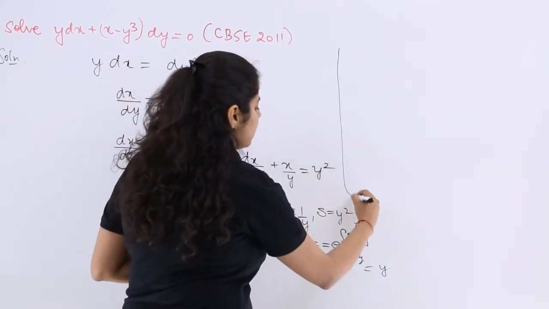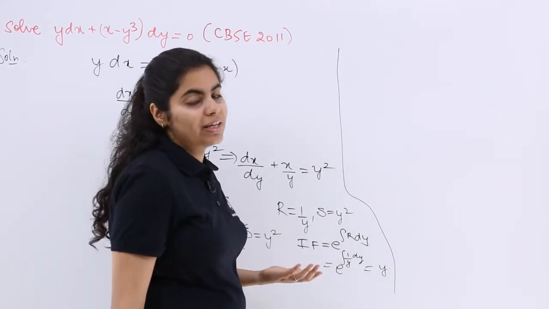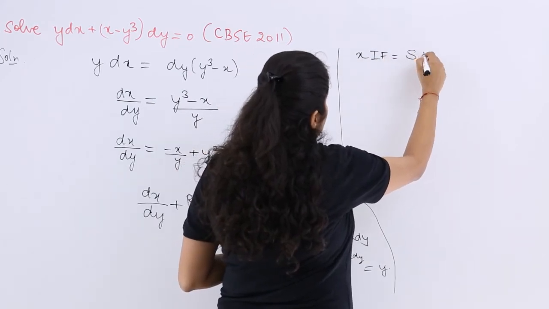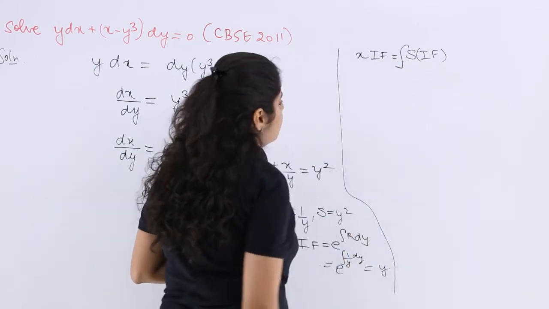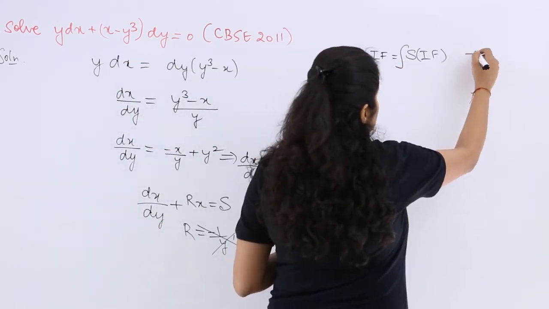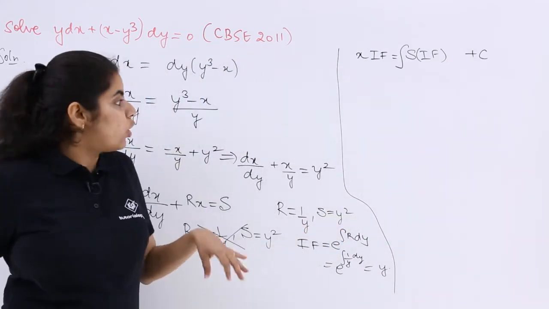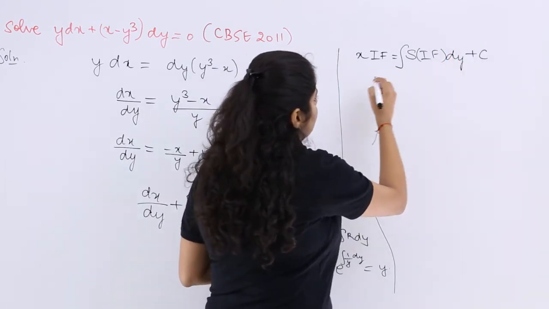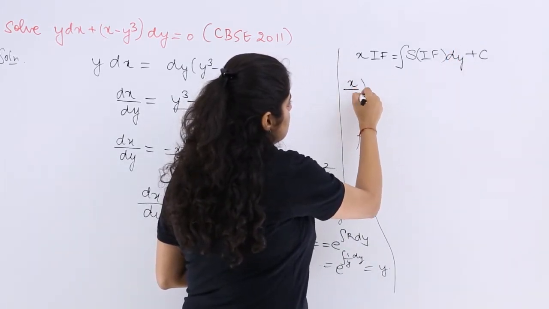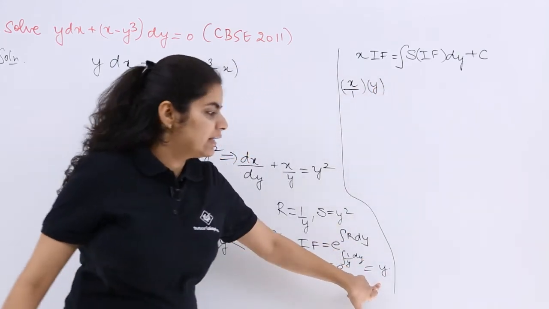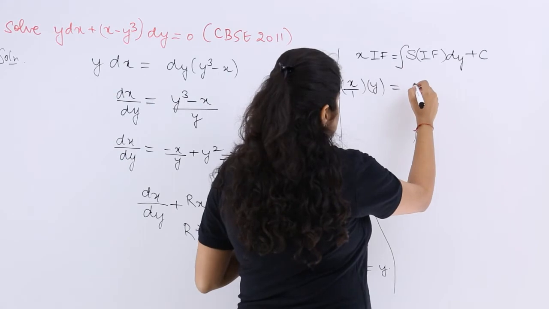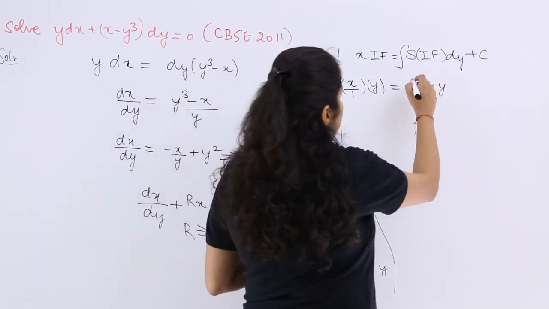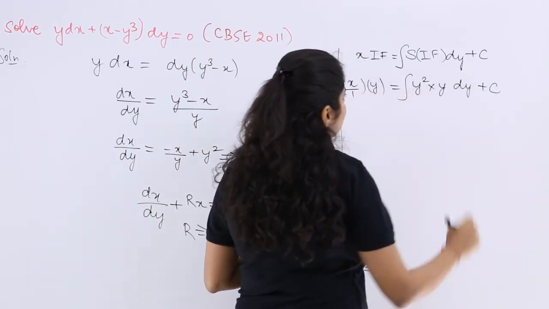Now what is the further part? The further part is simply to find out the rest of the solution, which is x into integrating factor is equal to integration of s into integrating factor, plus c. Now what should be here, dx or dy? First of all, see what s is, it is y square, so it should be dy. Now x into integrating factor, so it is x multiplied by integrating factor, which is y, is equal to integration of s into integrating factor. What is the integrating factor? y, integration dy plus c.